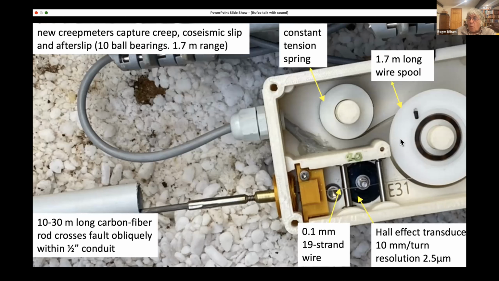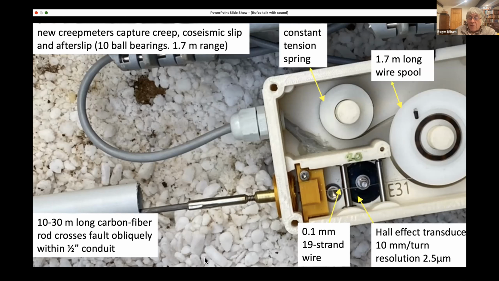Essentially, there's a very thin wire wrapped around a drum here. That drum is held by a spring, which unwraps at constant tension. The wire goes around a transducer, is attached to a carbon fiber rod. The carbon fiber rod essentially has got enough strength to pull a battleship. It's enormously tough, and it goes through the fault zone within a plastic conduit. So the idea is that when the fault moves, this entire system moves within the pipe, and it rotates all these. There's 10 ball bearings and systems in here.